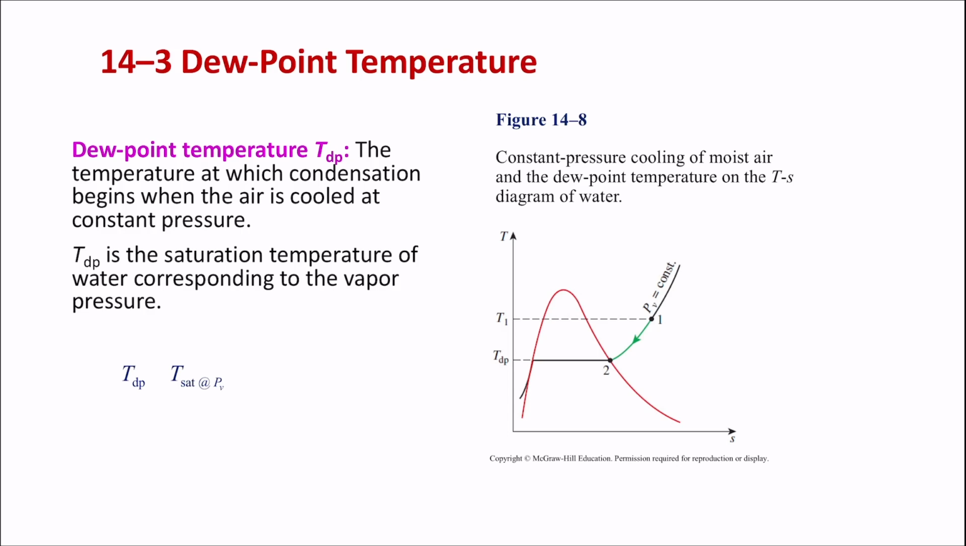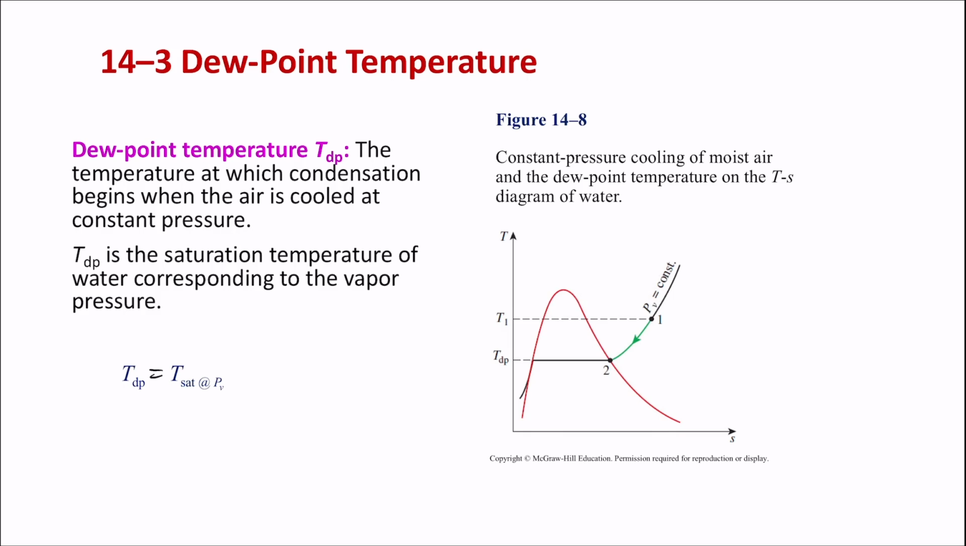Now let's talk about an important concept that's called dew point temperature. This is the temperature at which condensation begins when the air is cooled at a constant pressure. Just think of this scenario: say the outside of your house at night, the temperature drops, and in the morning you start to see that there's some dew formed on the leaf. So that's a very common scenario. And during the night, the temperature is just dropping at a constant pressure, right?